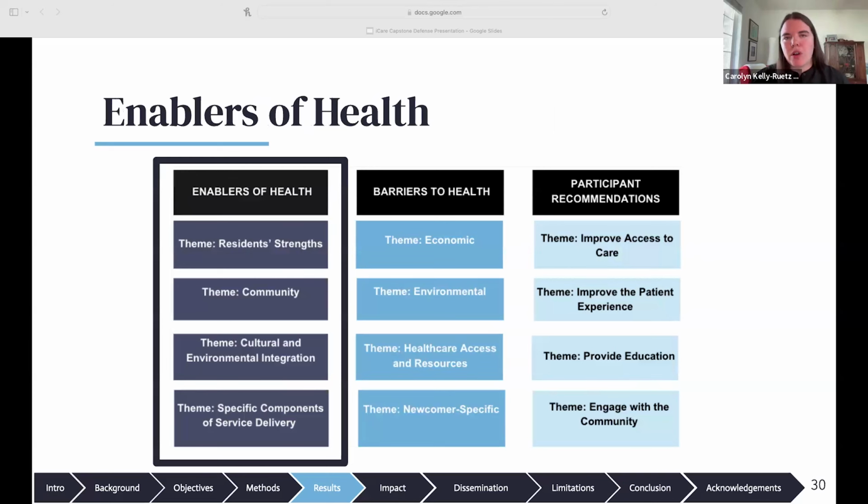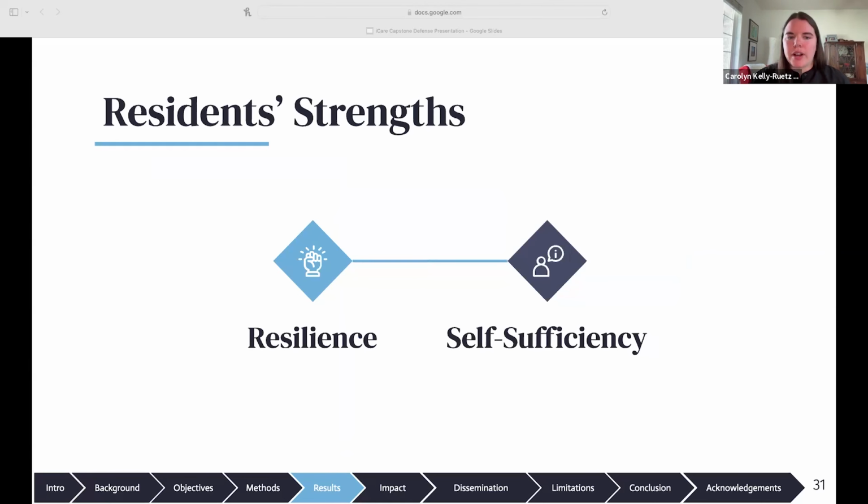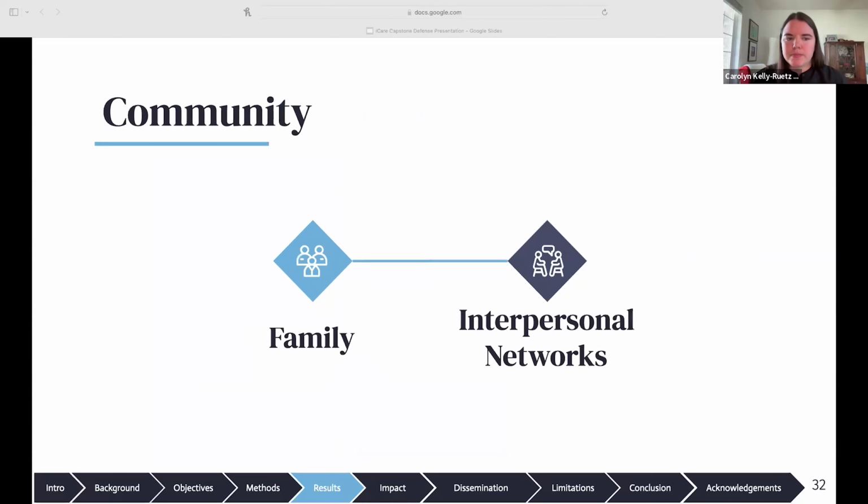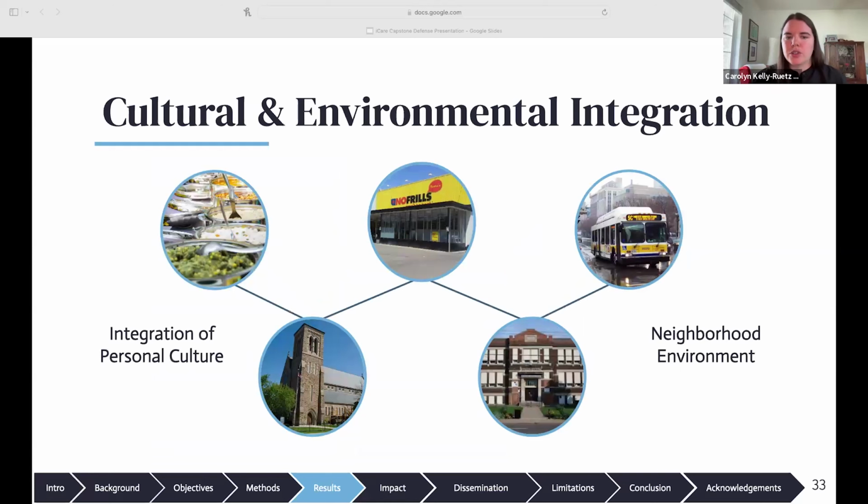Our first set of themes fall under the category of enablers to health, which we define as factors that facilitate residents in meeting their health needs. We found that residents demonstrate resilience and self-sufficiency in the face of challenges, that they use their community in the form of family members and interpersonal networks to meet their social and health needs, and that they meet their needs by integrating their personal culture into their lives and taking advantage of their neighborhood's proximity to parks, grocery stores, churches, community resources, and transportation options.